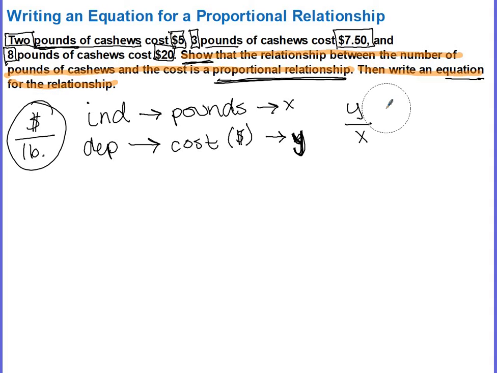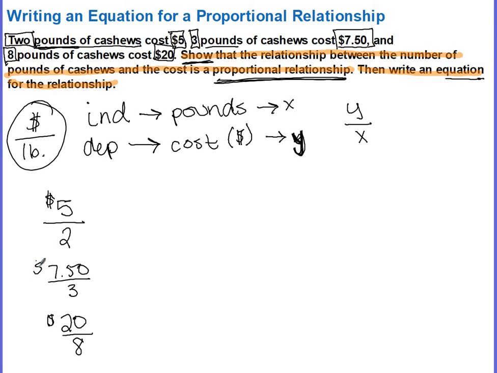All right, so in this case, we're going to go ahead and set those pieces up. And we have our $5 for 2 pounds. And we have our $7.50 for 3 pounds. And we have our $20 for 8 pounds. So to determine if these do have a proportional relationship, I'm going to find each of their unit rates. And if their unit rates are the same, then they are proportional.